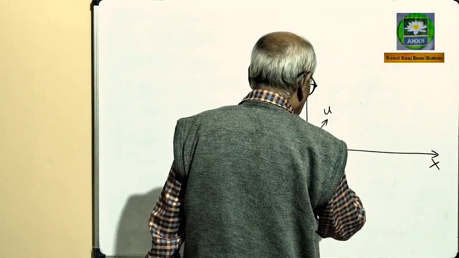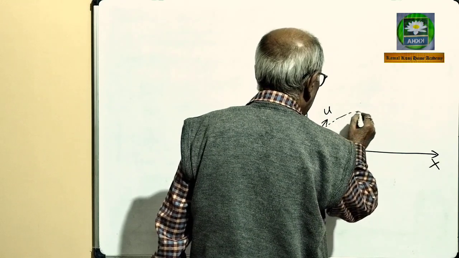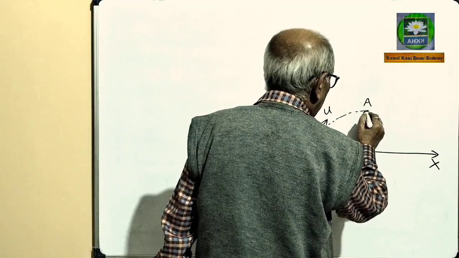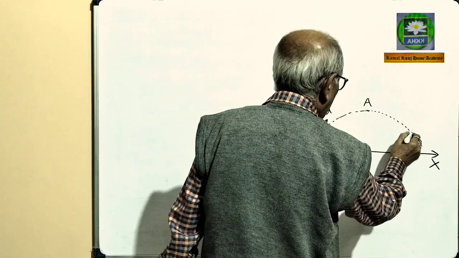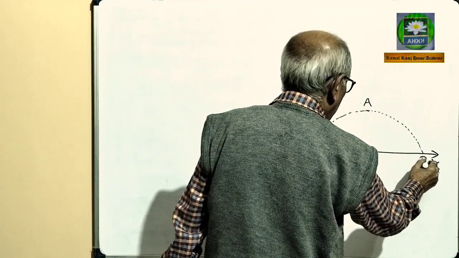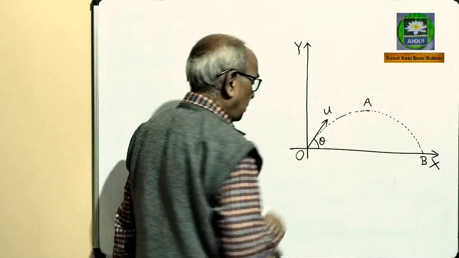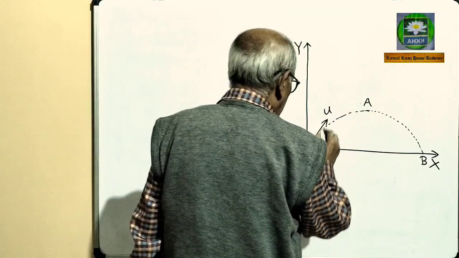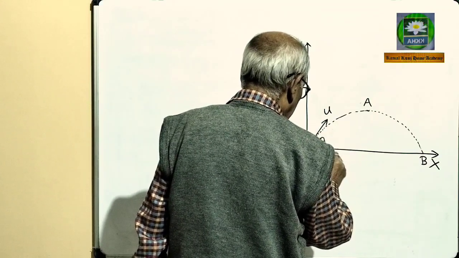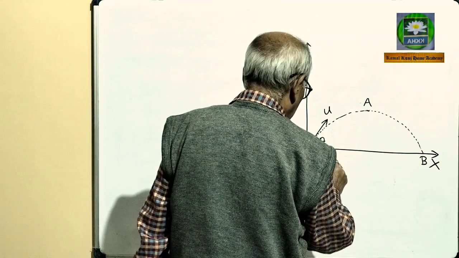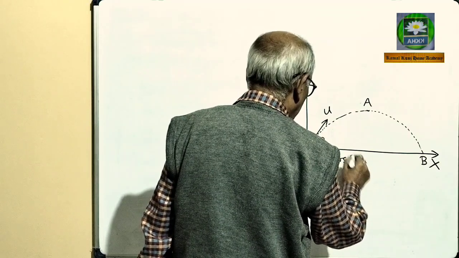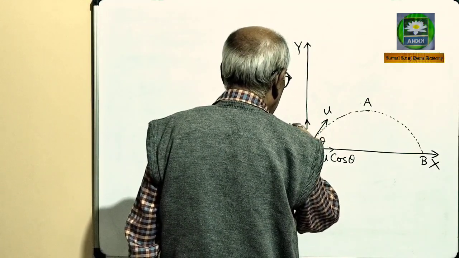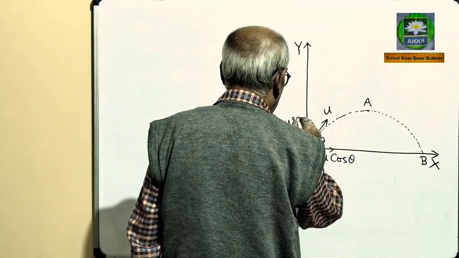Now it goes to maximum height A and then falls at B on the line horizontal to O. Component of velocity along x-axis is u cos theta and component of initial velocity u along y-axis is u sin theta.